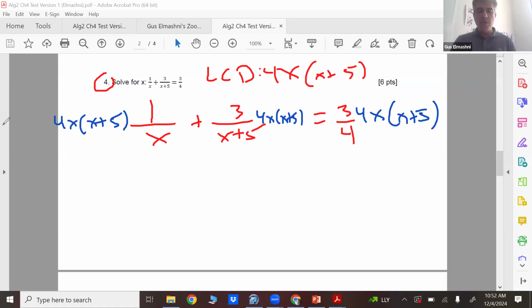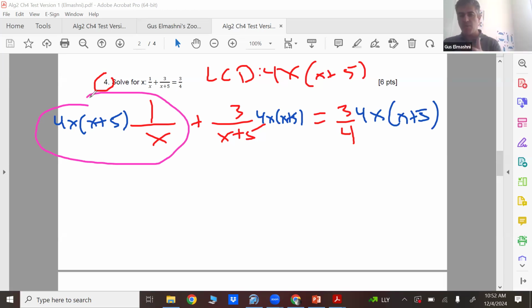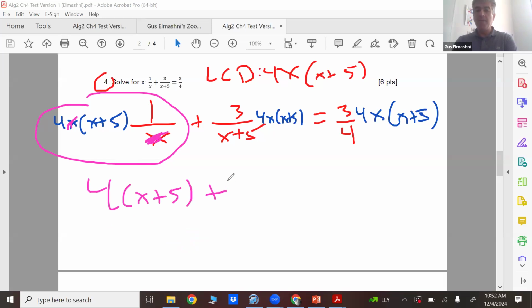Now, let's focus on this. You have 4x times x plus 5 times 1 over x. For example, if I had 4 times 1/8, you could just cross cancel like that, right? Or if you have something like this here, you just cross cancel, you just get 1, right? You do the same exact thing. What can I cancel between what's blue and what's red? Exactly. And what are you stuck with? Okay, see how you eliminated the fractions? We busted the fractions right away.